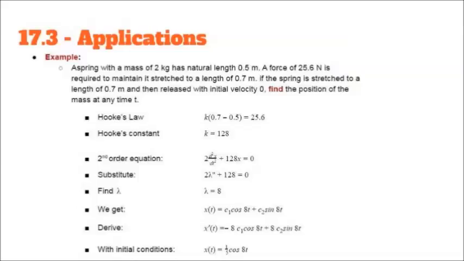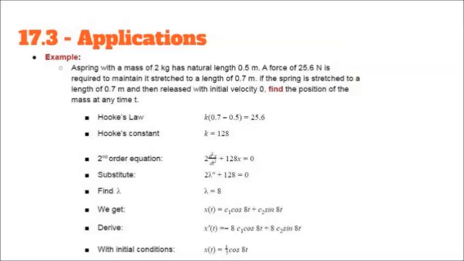So using Hooke's law, we are able to input the equation k times (0.7 minus 0.5) is equal to 25.6 newtons. So we solve for k, and we find that k is equal to 128. Then we take the second order equation, which is 2 times the second derivative d²x over dt² plus 128x is equal to 0. Then we substitute: 2 lambda squared plus 128 is equal to 0. Lambda is equal to 8.